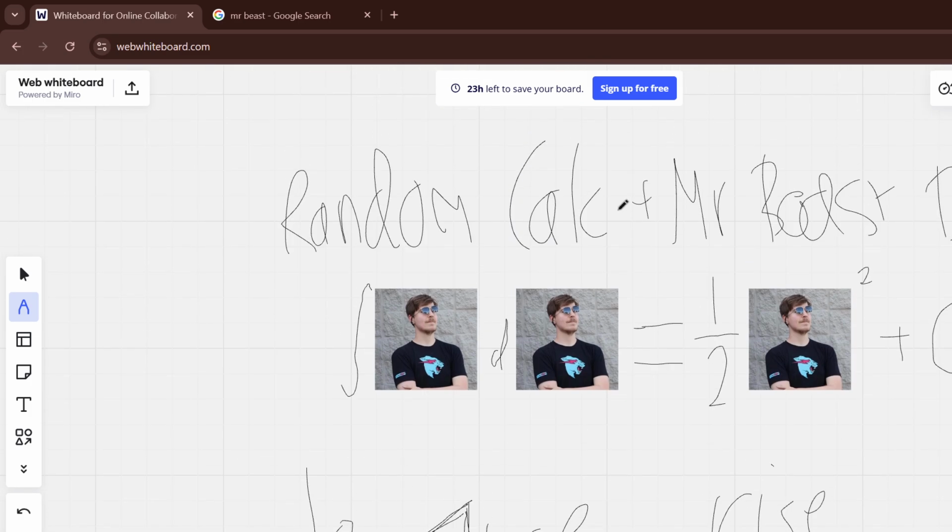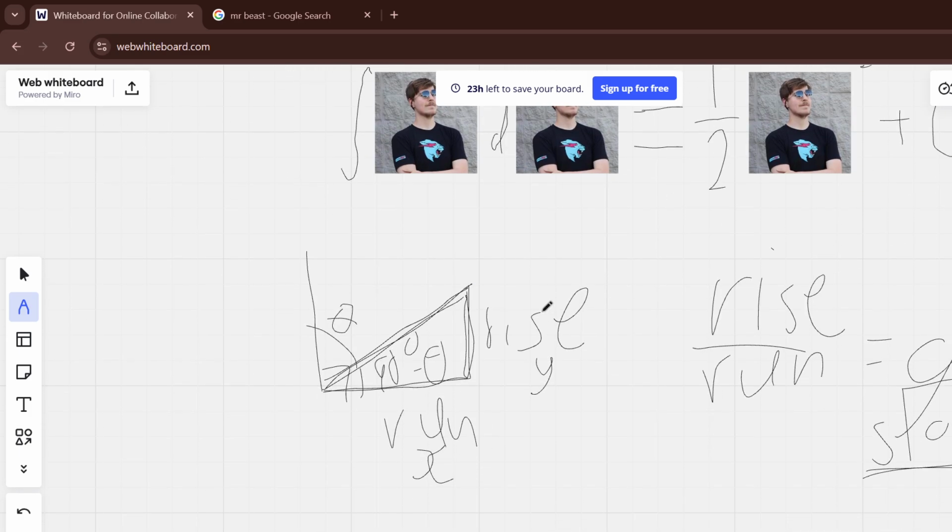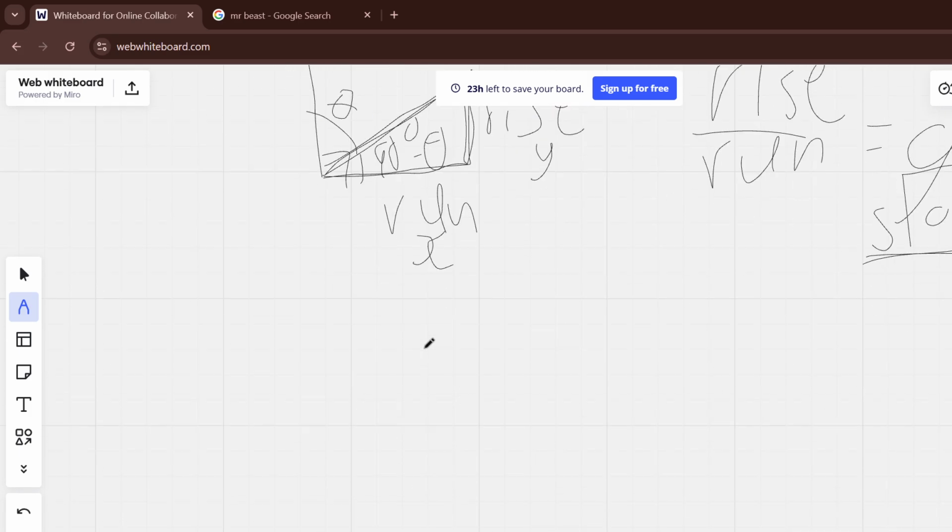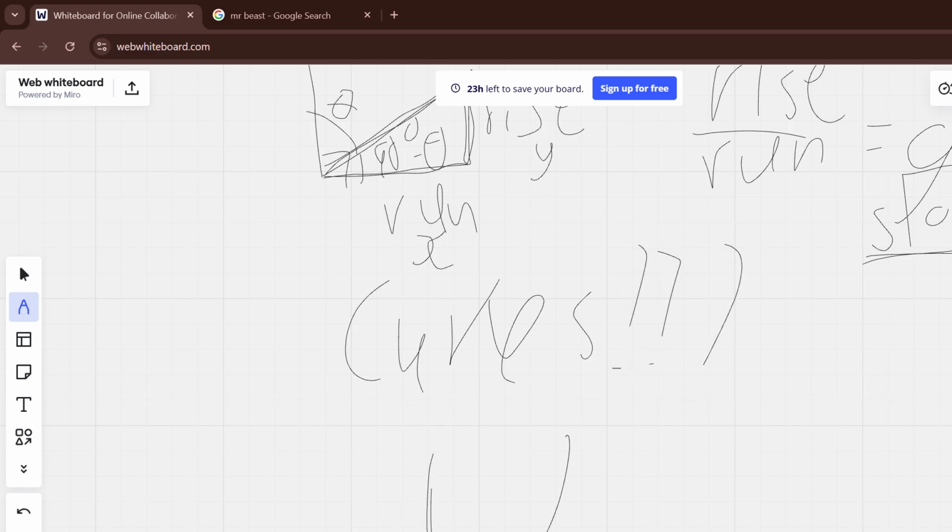Now, what does this have to do with calculus, you may be wondering? Well, to find the gradient of any line, which includes curves, like this smiley face, we need to find the gradient at a point. How do you do that? Well, we use something called tangents. A tangent is a line that touches a curve at exactly one point.